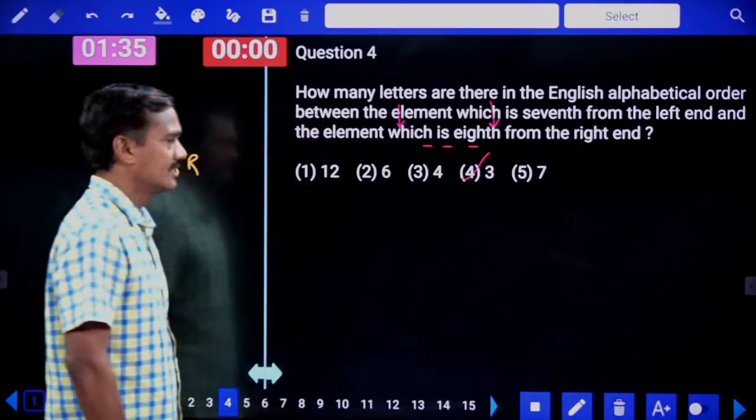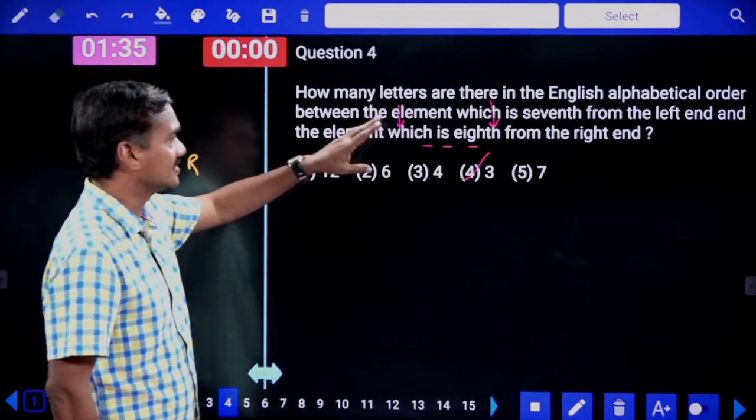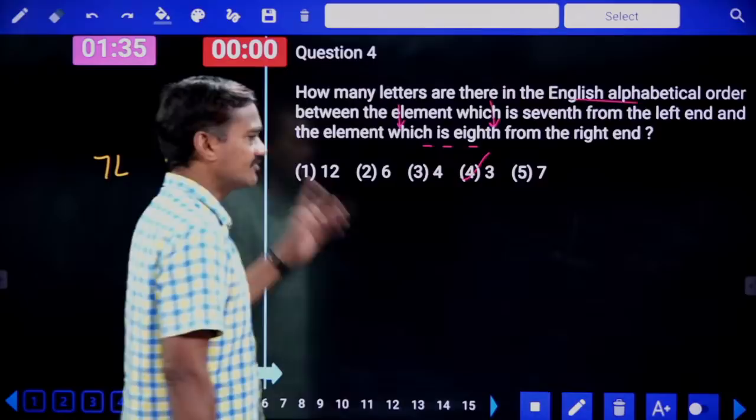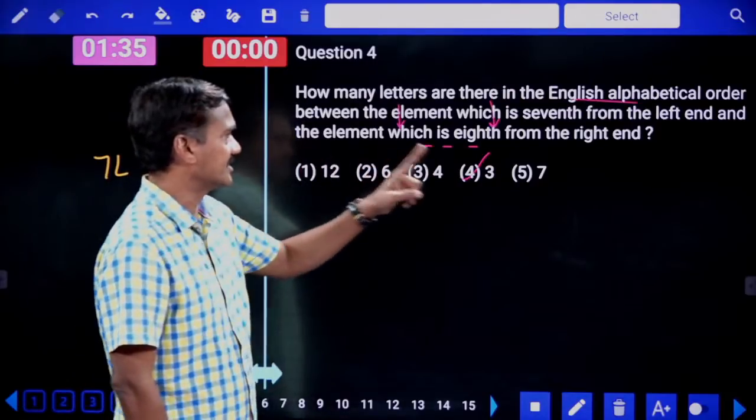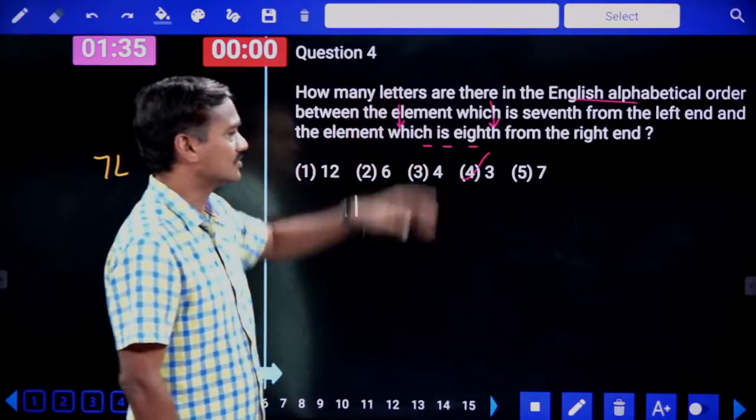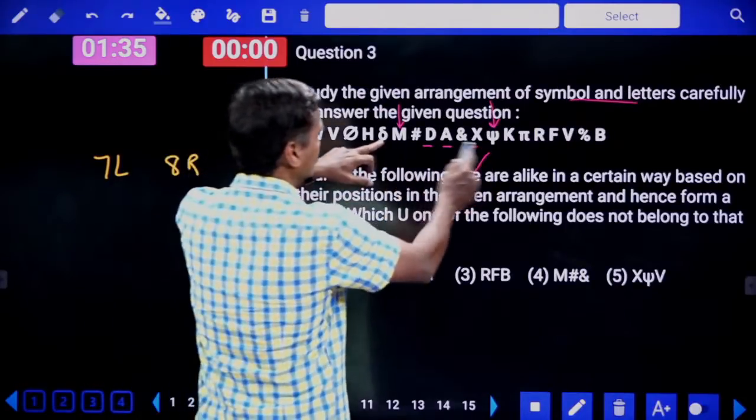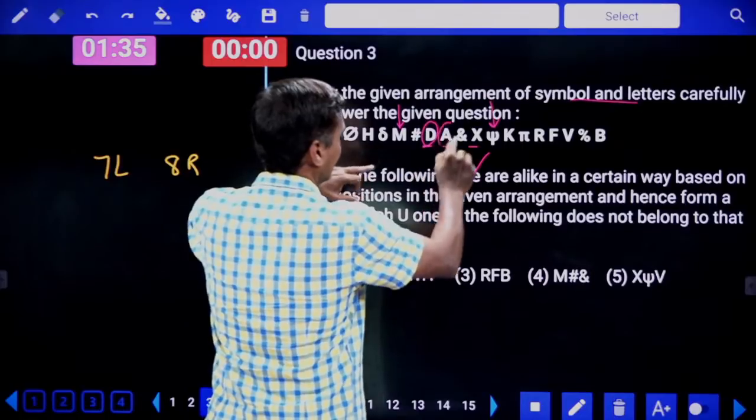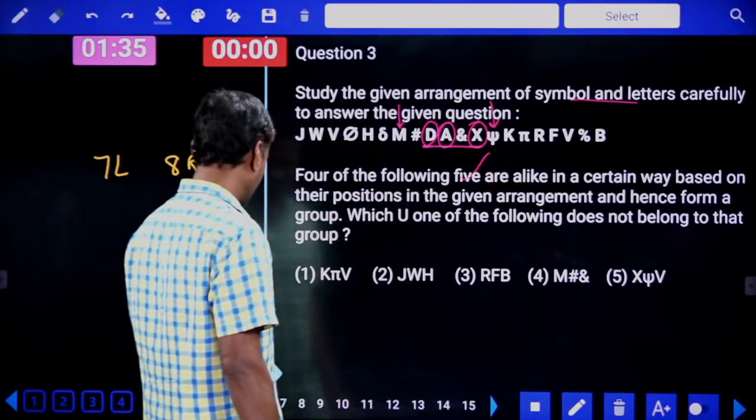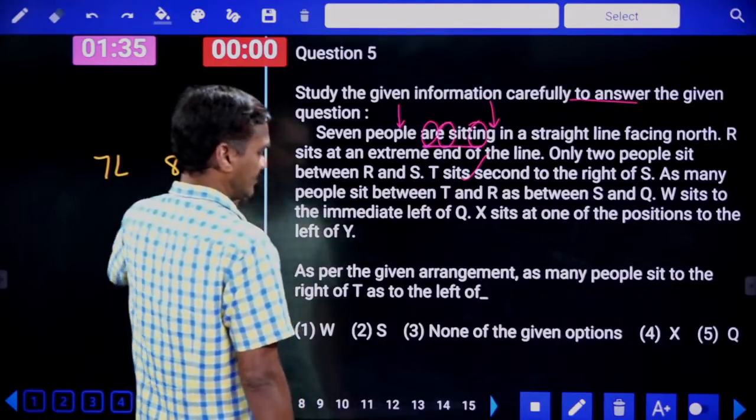Clear? The sequence is not displayed here. How many letters are there in the English alphabetical order between the element which is 7th from the left hand and 8th from the right hand? Okay, how many letters are there? Between these two, there are 3 letters in between. Hence question number 4, it is choice 3. Then coming to question number 5.